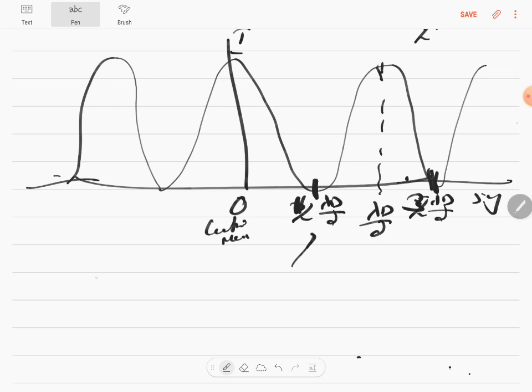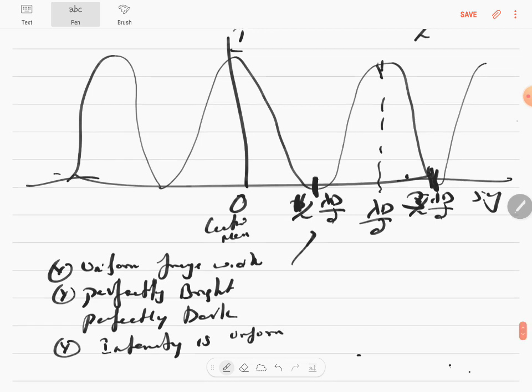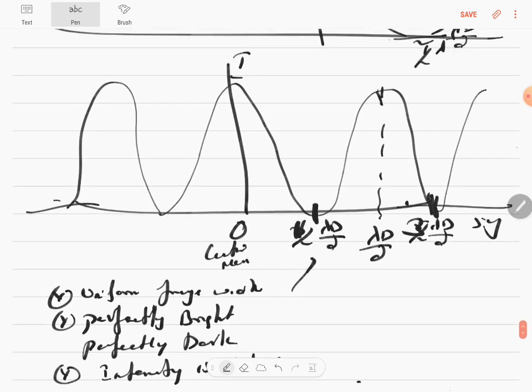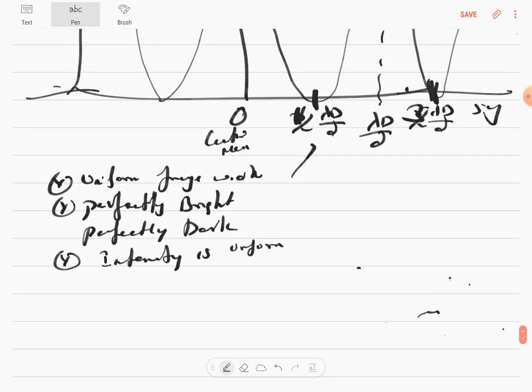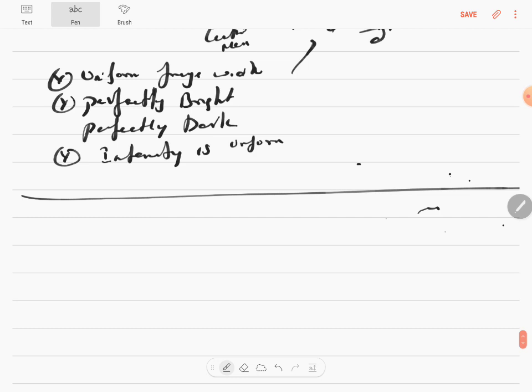because according to Aurora, every fringe width is uniformly spaced. Uniform fringe width, each bright fringe is perfectly bright and each dark fringe is perfectly dark. And the intensity is uniform for every fringe, which is what I don't understand. These are the points which have been given, and these are the conditions for the interference pattern. Okay, it's about Young's double slit experiment.